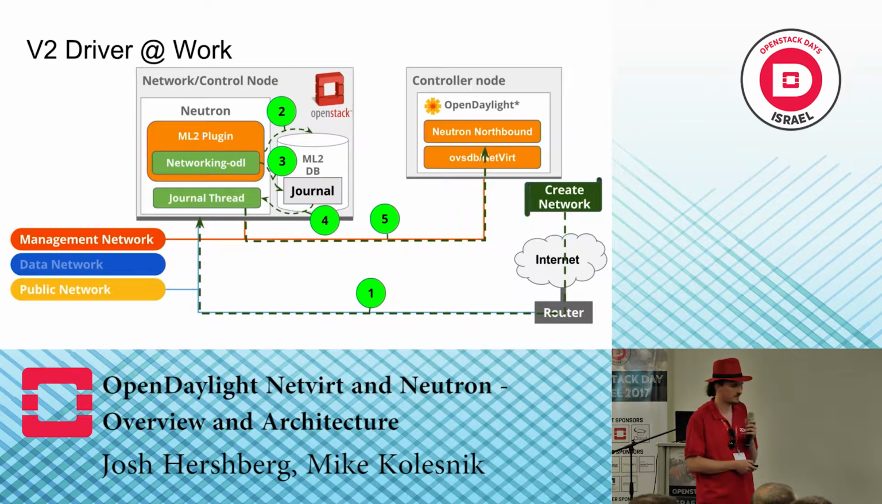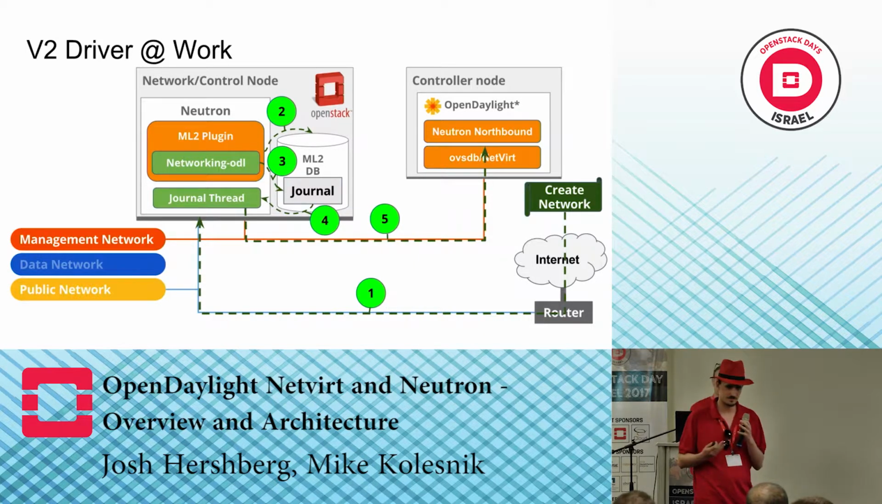So what we have instead of just a direct call, we have again the request arriving at Neutron and the ML2 plugin, as it was, it writes the resource to the database. But then the networking ODL part doesn't call directly to OpenDaylight, but it writes the request to a journal table. And from this journal table, the journal thread we saw earlier reads all the requests and processes them and sends them off to OpenDaylight, right?